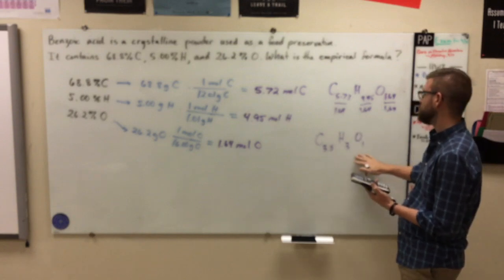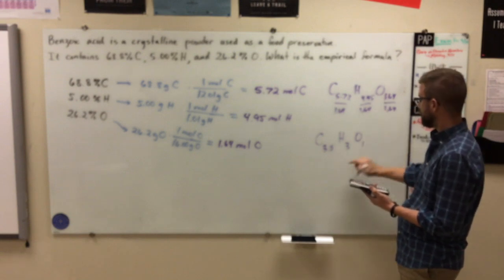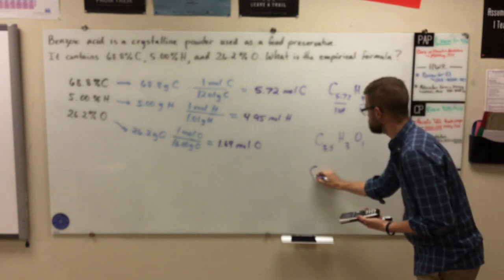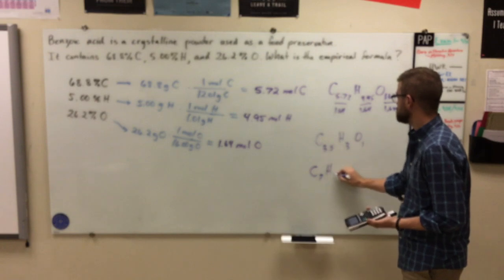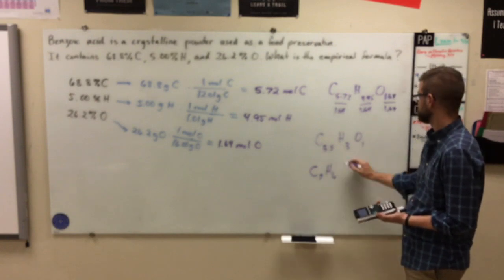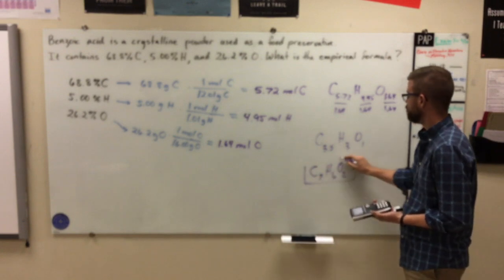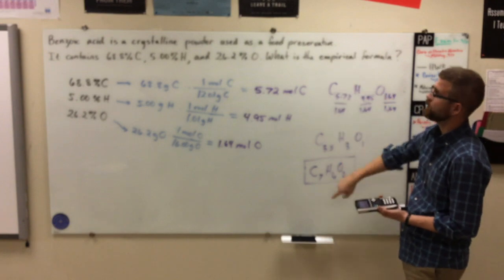And so in doing so, now you can see it's a little bit easier. If you don't get a whole number formula here, what I can do is just double everything. If I double every single number, 3.5 becomes 7, 3 becomes 6, and 1 becomes 2. That's C7H6O2. And there it is. That would be the empirical formula for benzoic acid.